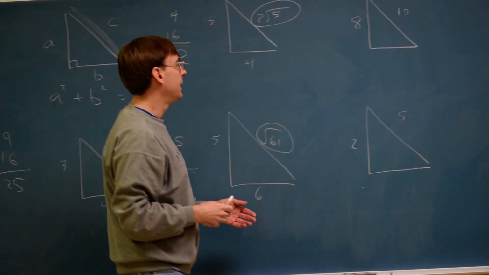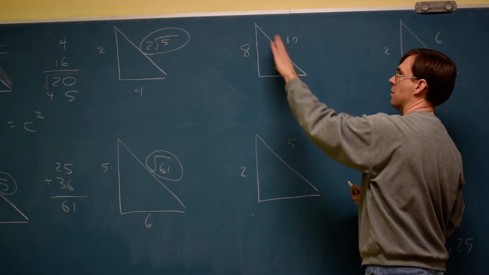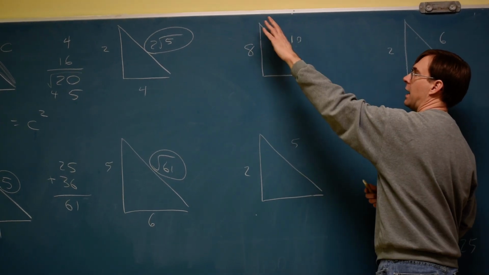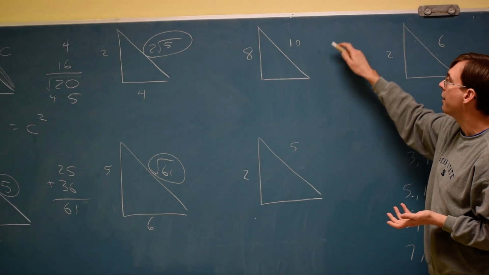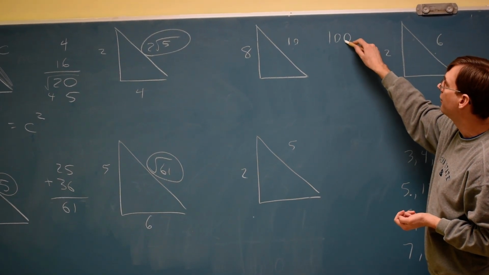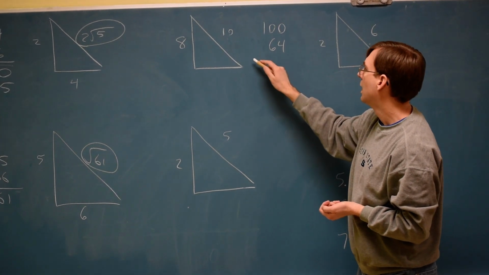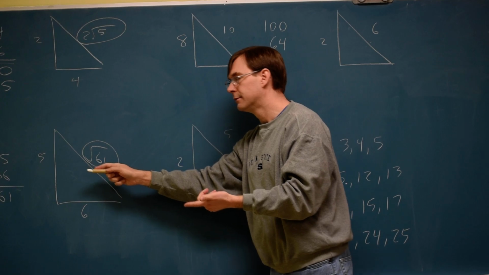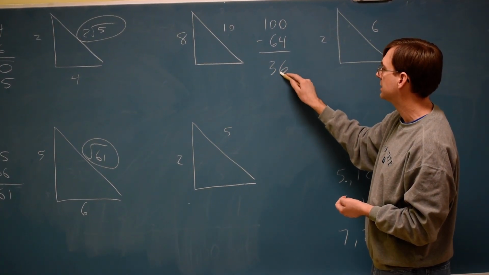Plan B is if I give you the hypotenuse, we have a different scheme here. The hypotenuse, again, is the longest one. So if I give you that longest one, we have to reverse the process. We're still going to square. 10 becomes 100. 8 becomes 64. But we're going to undo this. So instead of adding, we're going to subtract. So we subtract, we get 36.